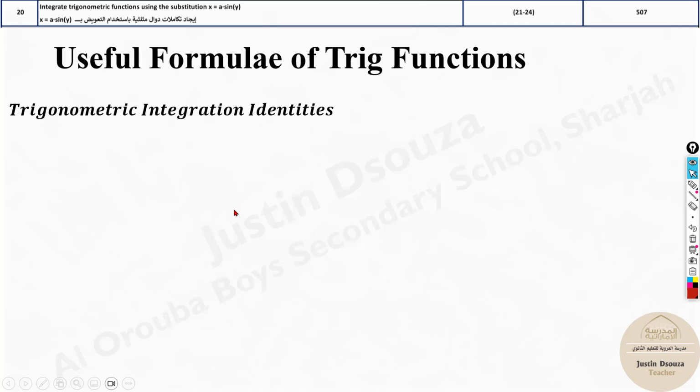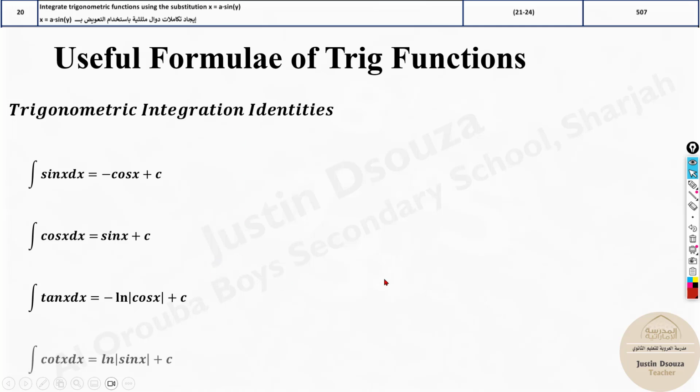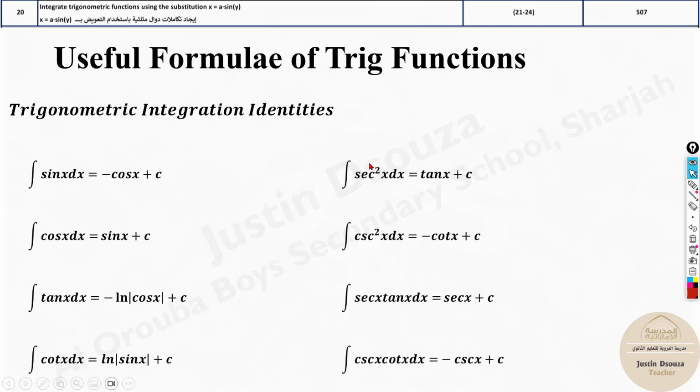And there are trigonometric integration identities. Obviously, we are dealing with trigonometric substitution, so you need to know the basic trigonometric integration formulas. And they are simple. Now over here, you can see a pattern. Whenever there is co, cosine, cotangent, cosecant, they will have negative signs. Okay, whereas it doesn't matter whether you're integrating sine or cos, the answer, if it is co, will have a negative.